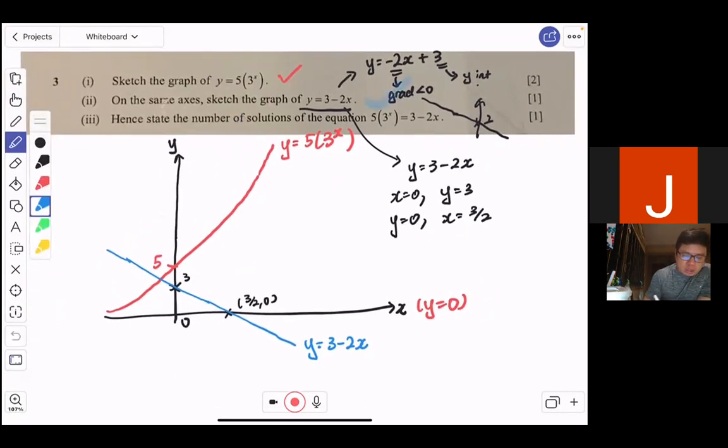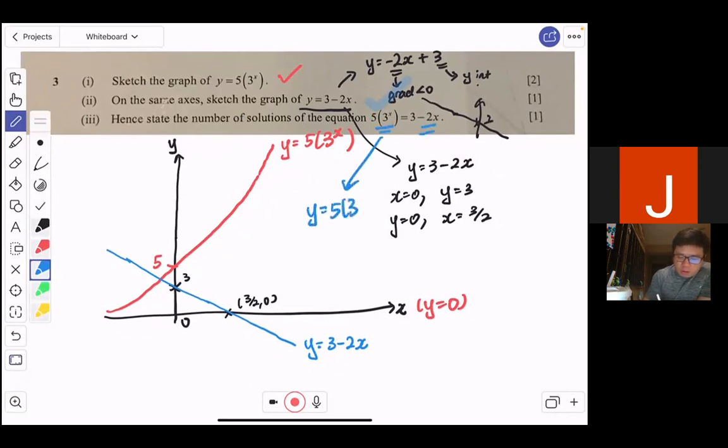On the same axis, you're supposed to state the number of solutions. The number of solutions means that we have this equation here, 5 times 3 power x equals 3 minus 2x. It's like asking you, if I draw y equals 5 times 3 power x on one graph, and y equals 3 minus 2x, what will the number of solutions be? The number of solutions is a graphical solution. It's the number of intersections. So the number of intersections is the number of solutions.